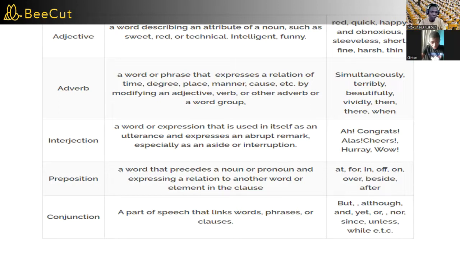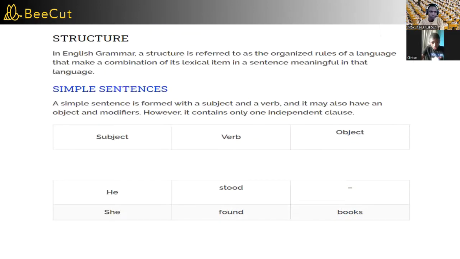So the last one we'll talk about is the conjunction. A conjunction is a part of speech that links words, phrases, or clauses together. Examples include but, although, and, yet, or, nor, since, unless, while, and so on. So there are lots of them that we have to look at.